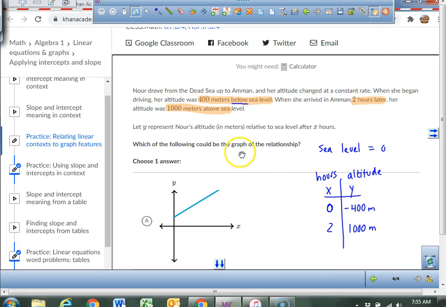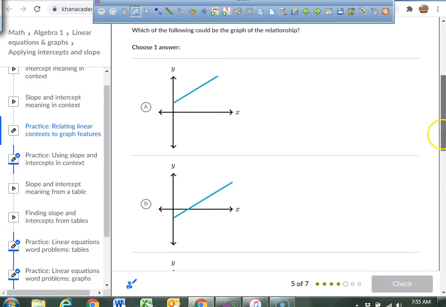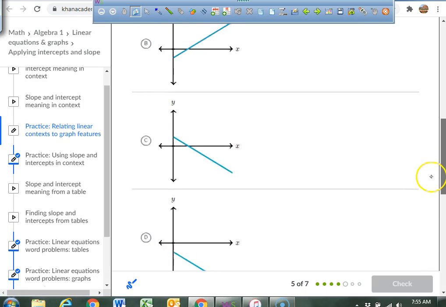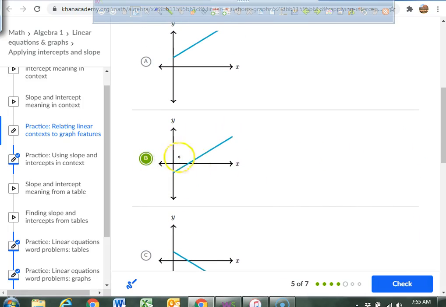Which of the following could be the graph? Well, if we're starting below, it's going to be somewhere down here. And then by the time she gets up here, it's going to be above. So we're looking for a y-intercept below the x-axis and a line going up because her altitude is increasing. That's what we're looking for. Okay. B is looking pretty good. C is not looking good. And D, now, why are C and D ridiculous answers? Because her altitude's increasing. It's not decreasing. So we're going to go with B.